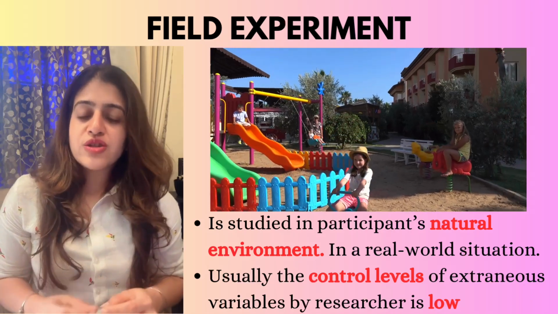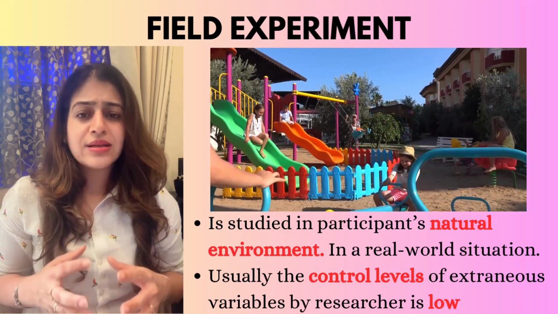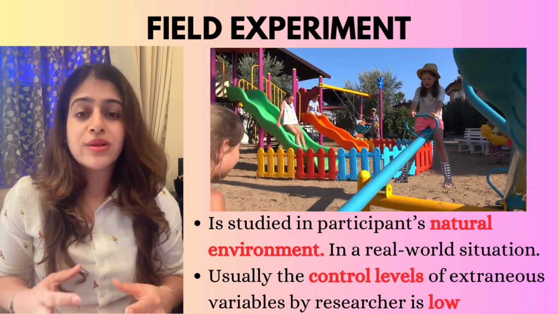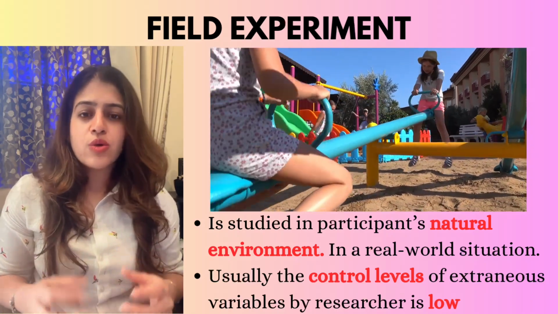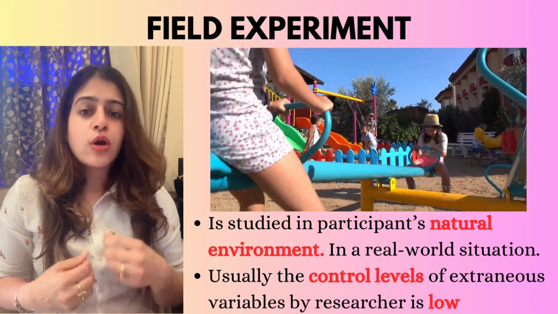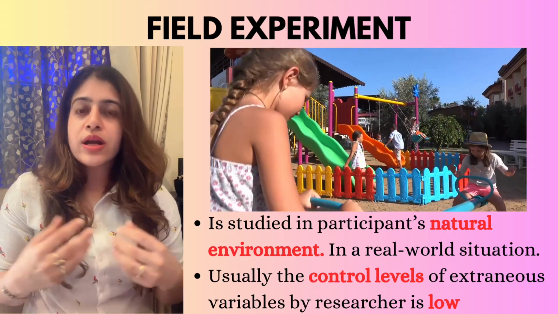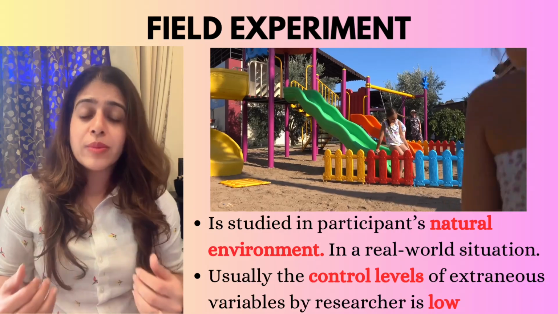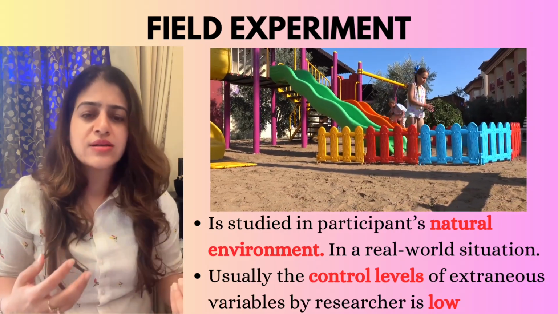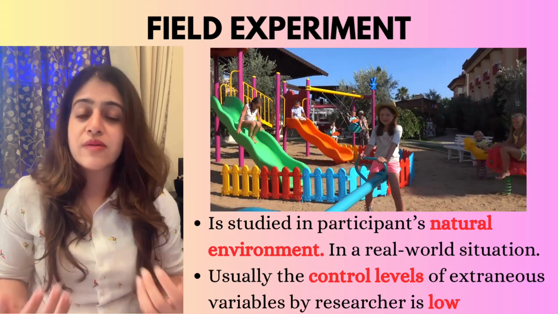Now, the most important feature of a field experiment is that usually it is very difficult for a researcher to control the extraneous variables. For example, I'm not the one who is controlling what toys they'll be bringing, or what kind of swings are there, or what kind of weather is there. Maybe that day it starts raining and hardly any kid comes, or maybe that day some kid's best friend hasn't come, so they're sitting very quietly, otherwise they're very hyperactive.